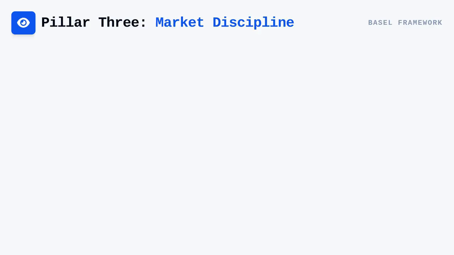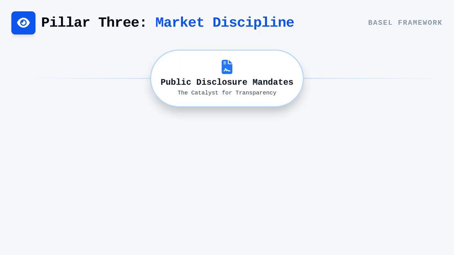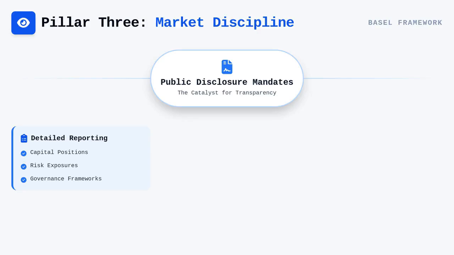Pillar 3 focuses on market discipline, relying on public disclosure mandates to keep banks honest through transparency. By requiring detailed reporting of capital positions, risk exposures, and governance frameworks, it allows market participants to evaluate the relative strength of different financial institutions.